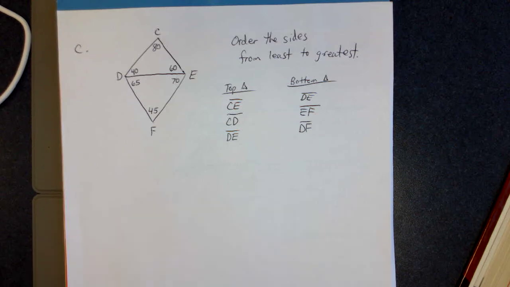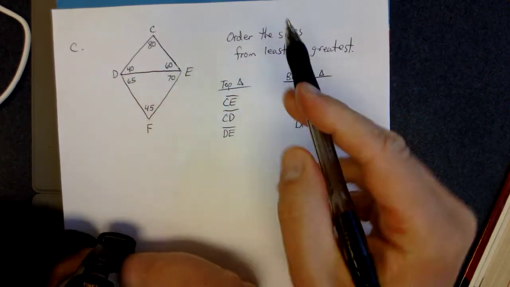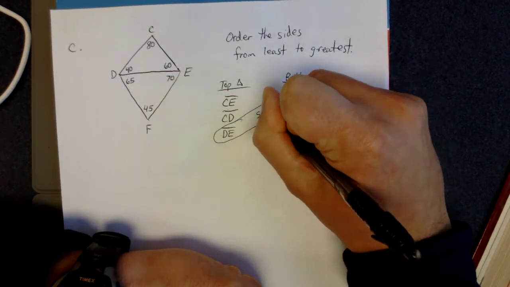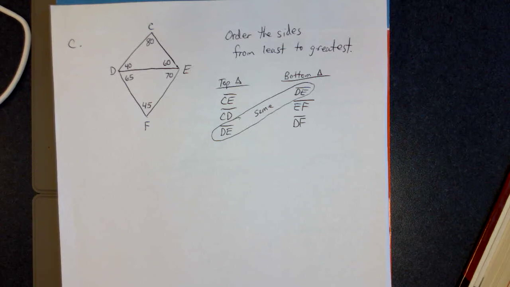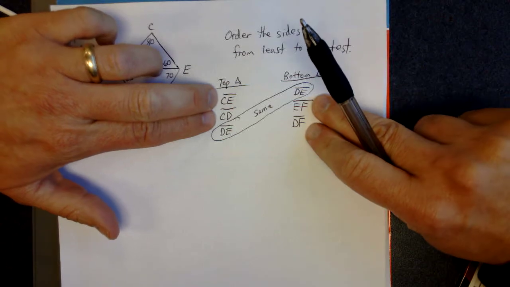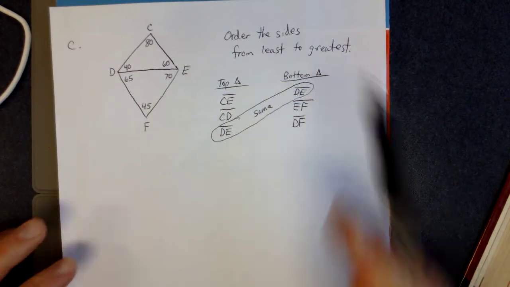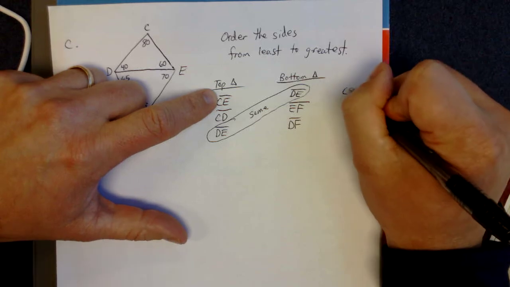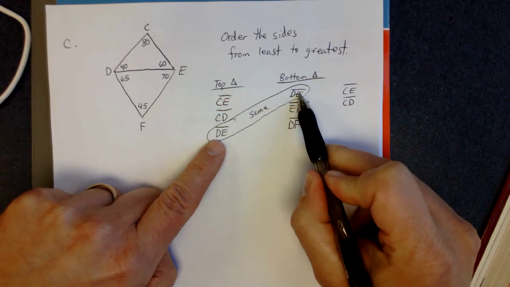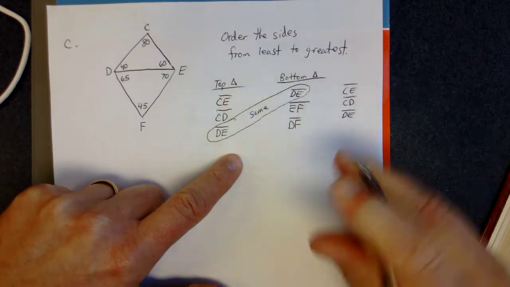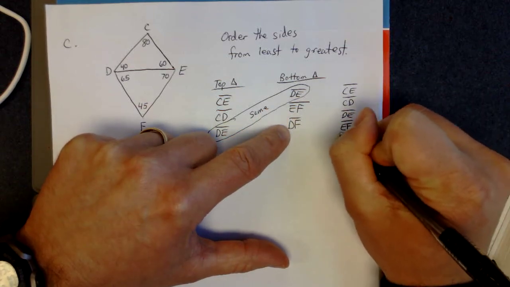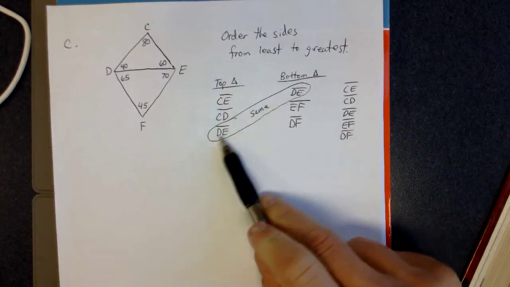And then when you take a look at those two triangles, they share this side DE. So this DE right here is going to be the same side on the two triangles. What that means is that side DE is fitting right in the middle of these sides here. So if I want to go from least to greatest, the smallest one we're going to have is CE. CD is going to be the next biggest. DE is going to fall right in the middle. And then the ones that are bigger than DE are EF and DF.